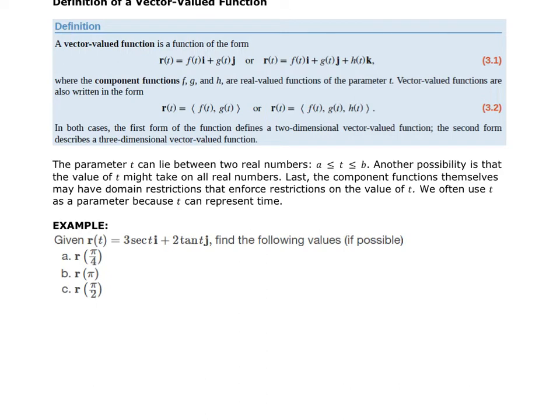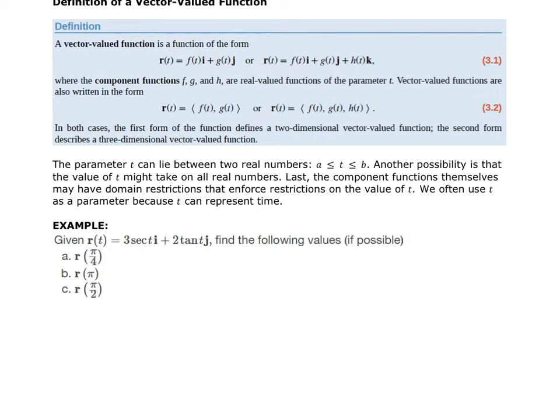The component functions themselves may have domain restrictions that will restrict the values of t. We usually use t as our parameter because it usually is in respect to time, but not always. So t is the default. You could use something else, we typically don't.